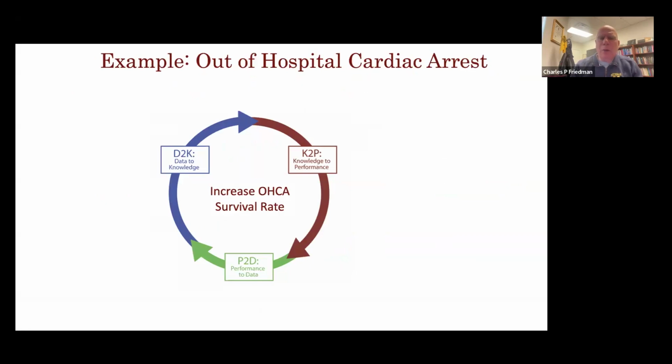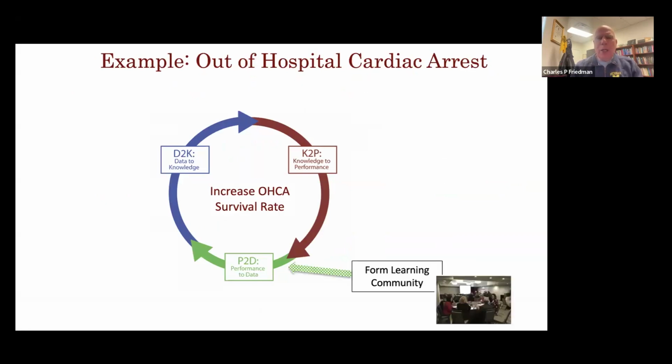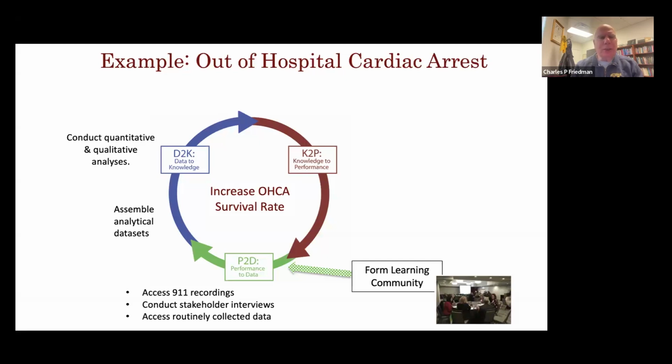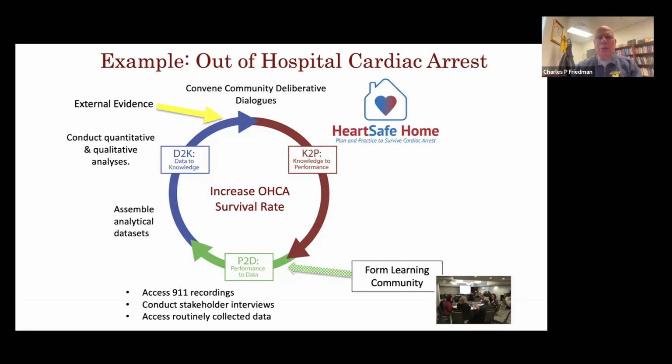As one quick example, we have been working for many years now using this approach to improve against one of the most wicked system problems I could think of, and that is how to improve the survival rate from out-of-hospital cardiac arrests, which in Michigan sits at around 10%. And we formed a learning community to do this. We gathered a lot of data. We assembled this into various analytical data sets. We analyzed the data. We generated our own findings based on the studies we did. We integrated this with external evidence. We used a method called deliberative dialogue with the learning community to develop ideas, and came up with an intervention called a heart safe home, which, if we have more time, I'd be happy to discuss with you.